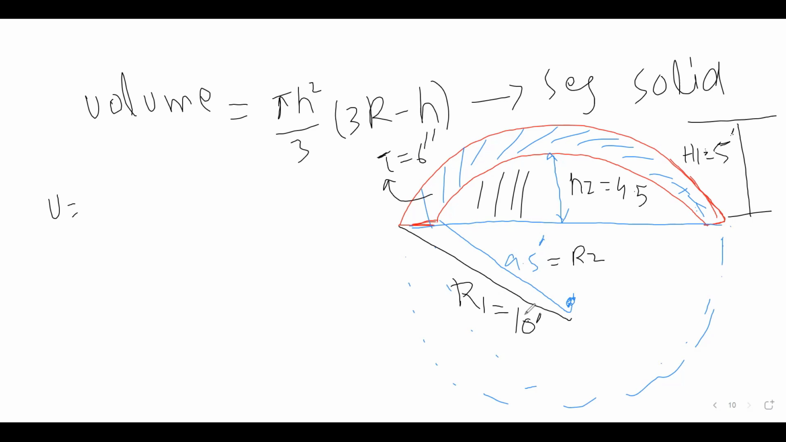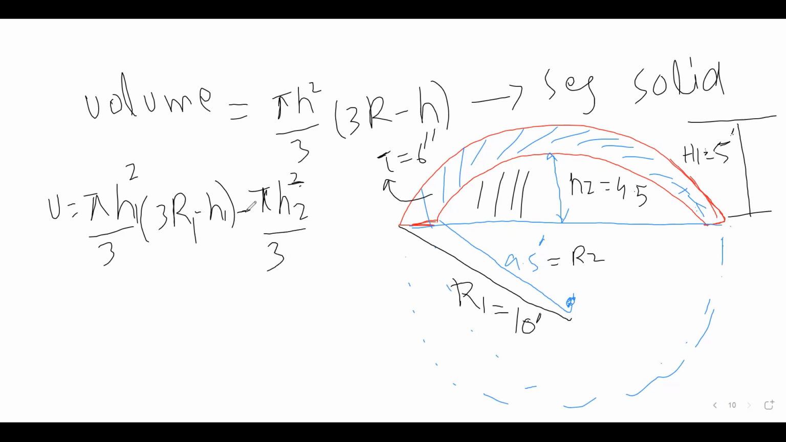The volume can be actually pi h square divided by 3, and then 3r minus h. Okay, so this is for a solid, and I'm going to subtract the internal one from the external. So let's say this is h1, this is r1. What do you say? We will just subtract the internal, just in this form. Pi, I'm going to say h2 square, and then divided by 3, and then 3 times r2, minus h2.